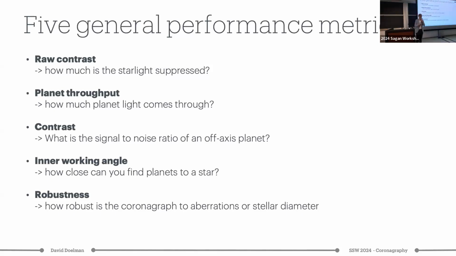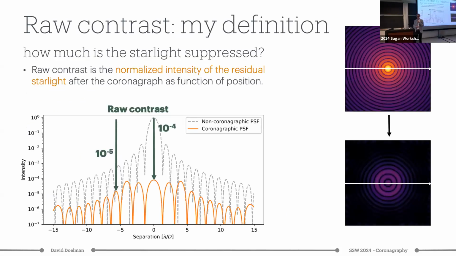Then the next thing is inner working angle. How close to the star can you actually find planets? And the last one is robustness. We've heard from Eva that aberrations are omnipresent in our telescopes because of the atmosphere or the instrument itself. We need to know how robust our coronagraphs are and how much worse the performance gets when these aberrations are there.